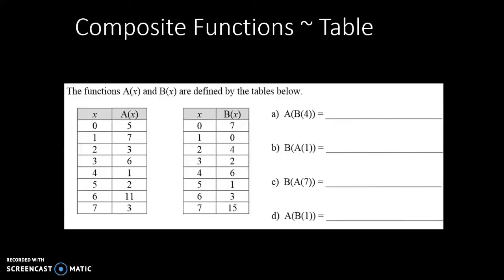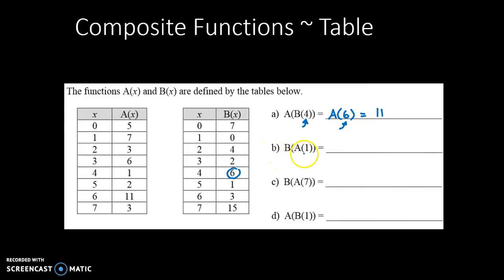The rest of this section's notes is a review of the previous lesson. But if you didn't understand how to do composite functions from a table, this is a good chance to get that down. So if I'm going to do a of b of 4 from the table, remember this means that 4 is the x-coordinate. We're going to plug that x-coordinate of 4 into the b function and we get 6. So then we're actually finding a of 6, but now 6 is the x-coordinate for the a table, so then we wind up with a of 6 is equal to 11.